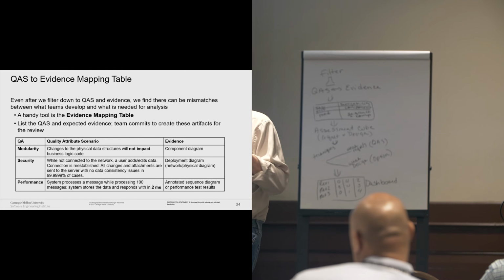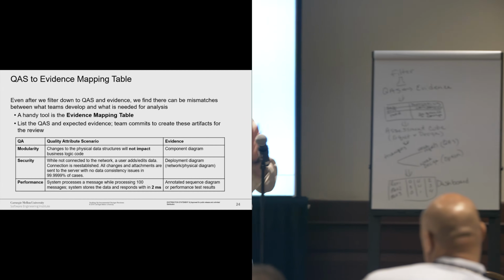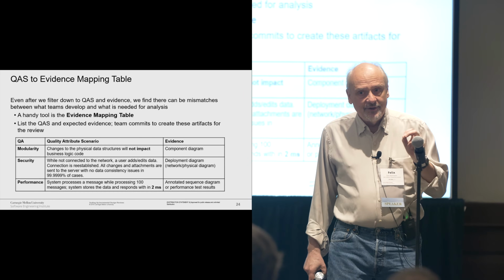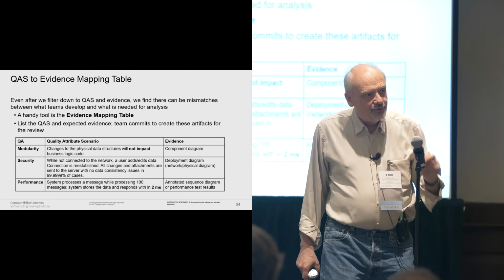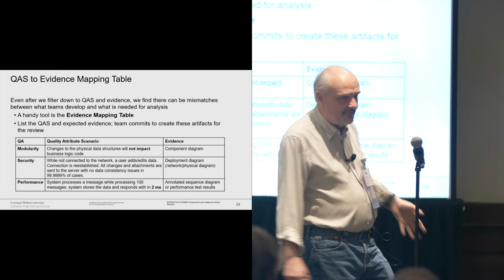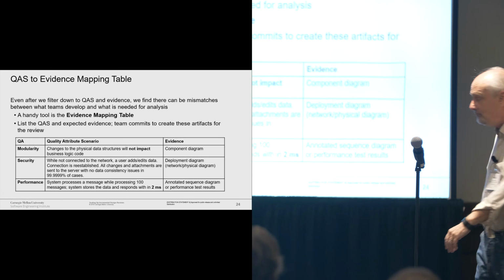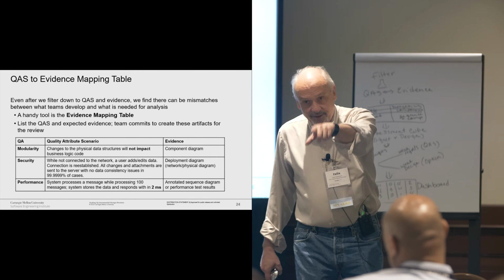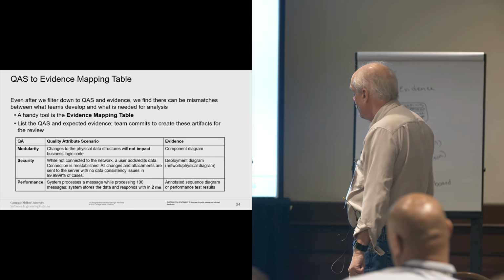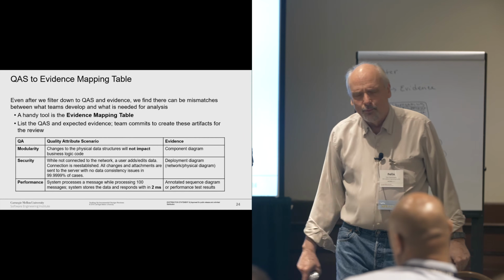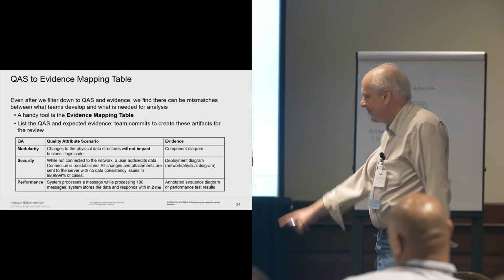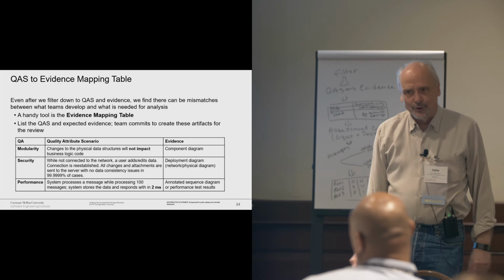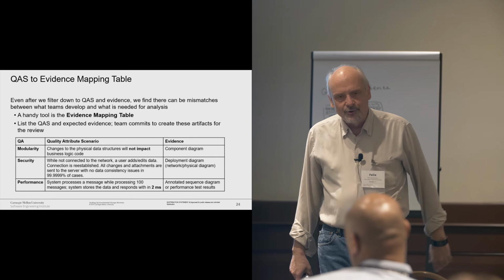It does make sense to sit down with the team before you actually do the review, because you don't really know what they have and what they don't have. To create something like what we call the evidence table here, I go to your team and say, you said in your increment that you want to solve the modularity problem. You have this scenario: you need to be able to change the physical data structure and not impact the business logic code. That's the scenario that you need to solve.